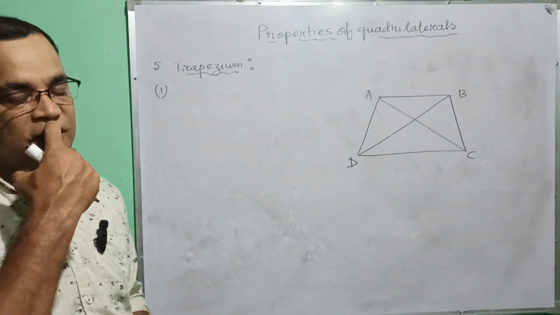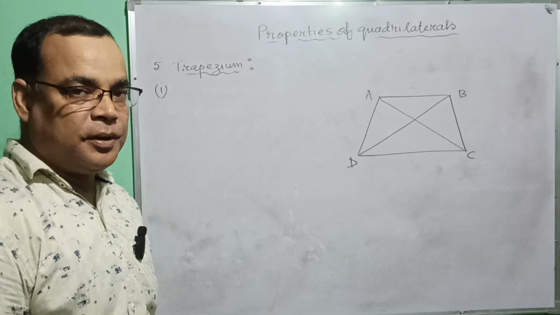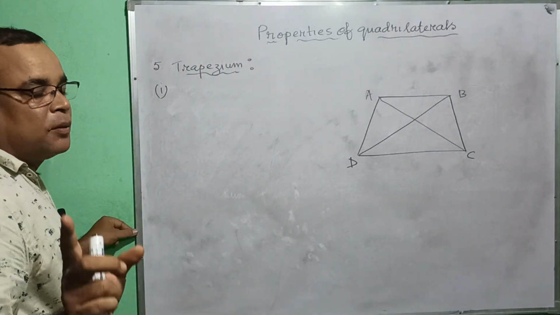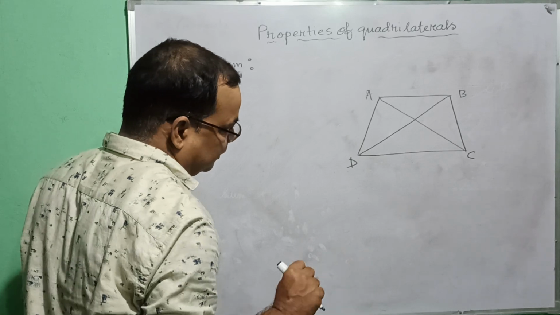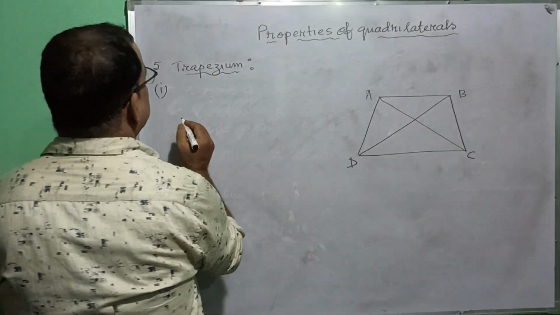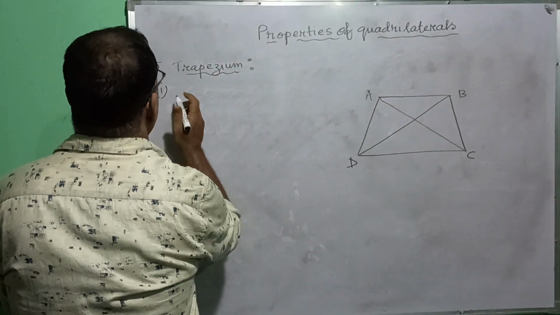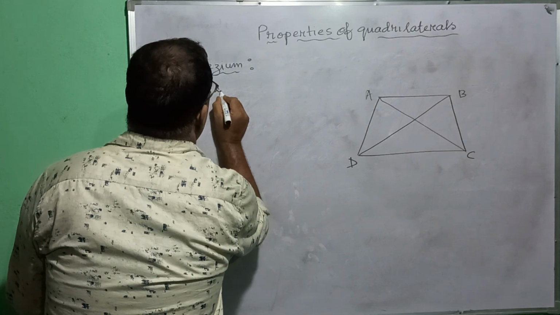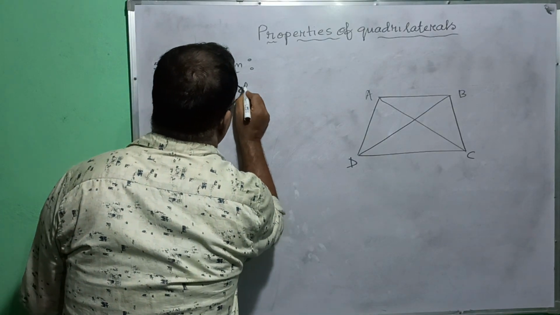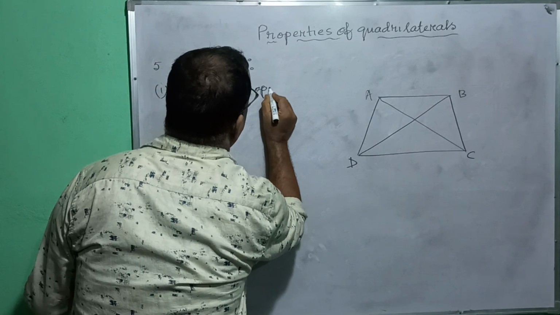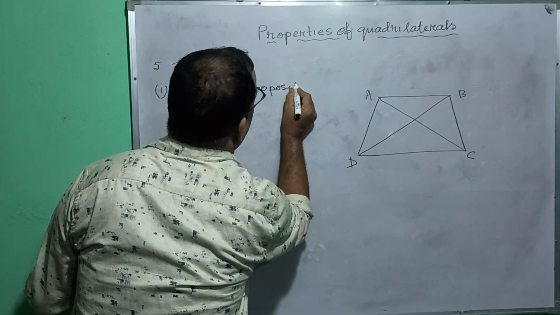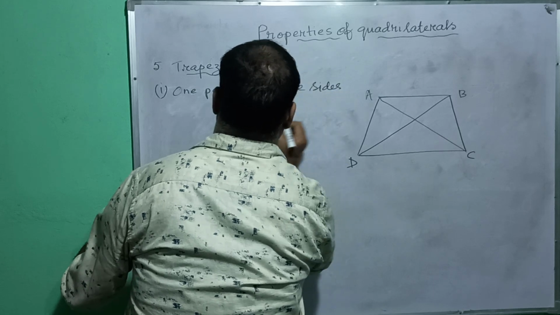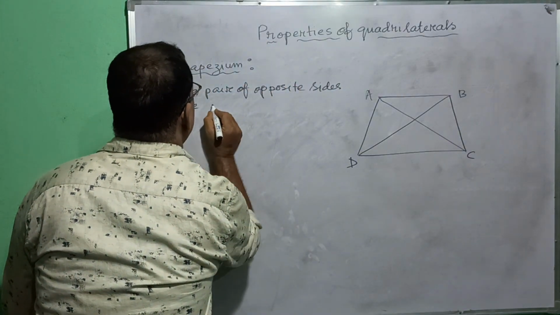I already told you the definition in my previous video. In the definition, it is written that one pair of opposite sides are parallel. So this is the definition of a trapezium. So we can write the property: one pair of opposite sides are parallel.